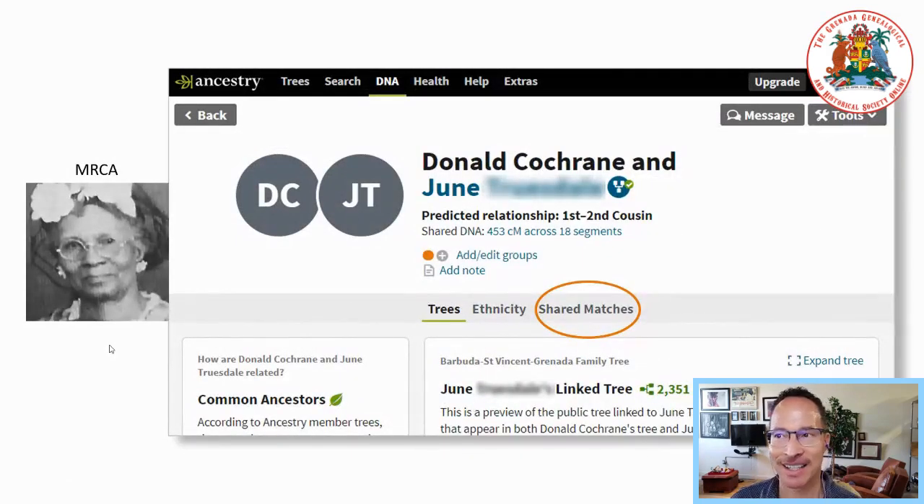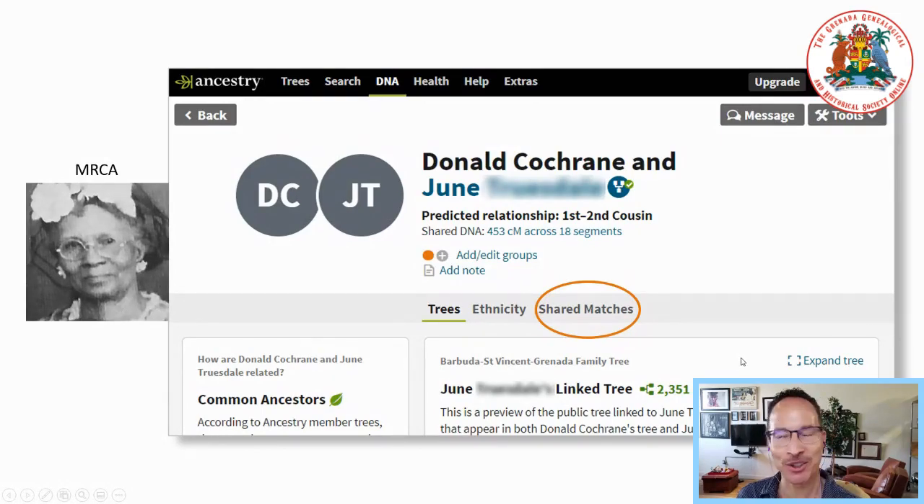And then the last thing I want to talk about before I get into our collaborative cousins group is shared matches. This is what led me to connecting to my cousins and forming this group. So this is my cousin June. This is my dad's first cousin. They share my great-grandmother. This is their grandmother as a most recent common ancestor.